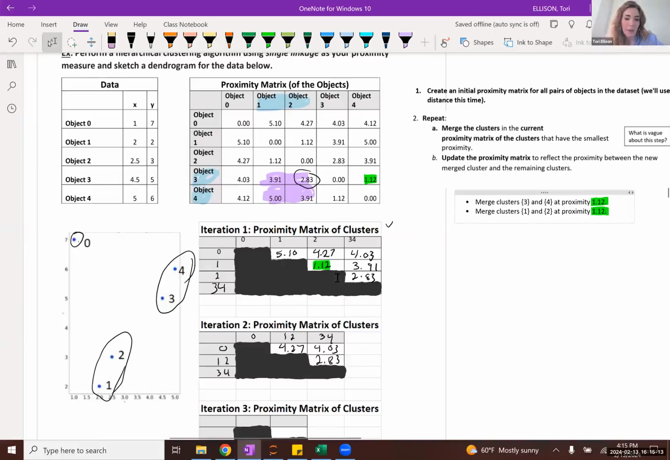Okay. All right, so now we have a clustering with 3 clusters. So we next need to examine this new proximity matrix of clusters and determine what are the 2 closest clusters that we would like to merge next. So what 2 clusters will be merged in this step? Yep, exactly. We can see that 1, 2, and 3, 4 have the closest distance in the proximity matrix. So we would merge clusters 1, 2, and 3, 4 at proximity 2.83.